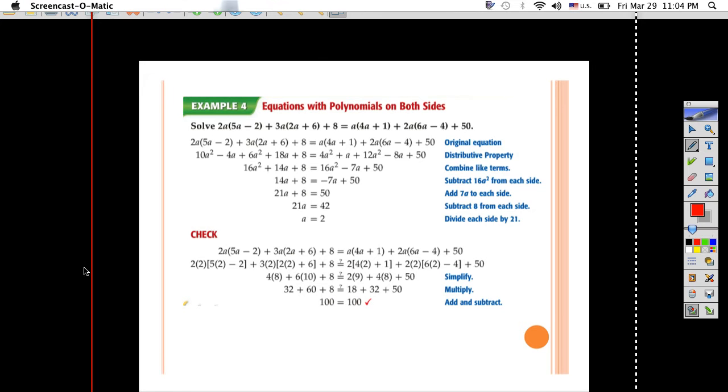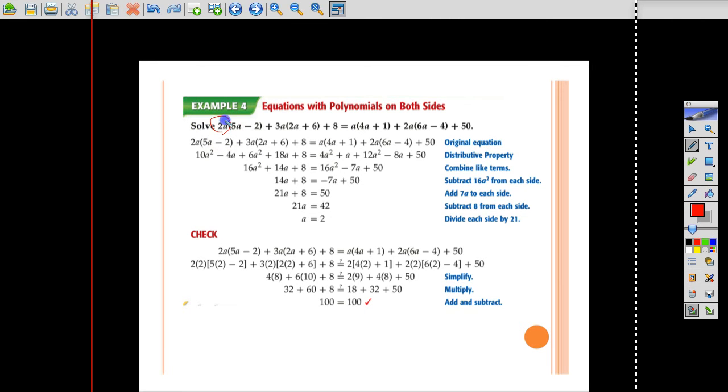Okay, so here's another example, and they're making it a little bit more complicated by having an equation with polynomials on both sides. So we have a little bit more involvement here. So you would still do the same thing where you use the distributive property. So here you have 2a distributed here, and you have the 3a distributed here. You have your a here to distribute, and last you have your 2a to distribute here. Once you do that, okay, you have this long equation. Then you're going to simplify any like terms you have.